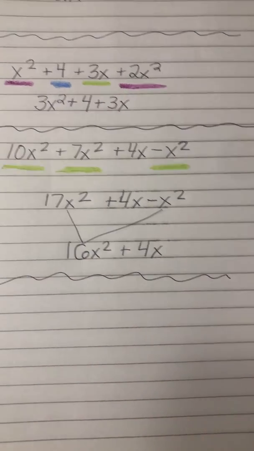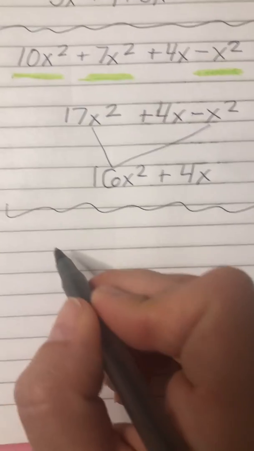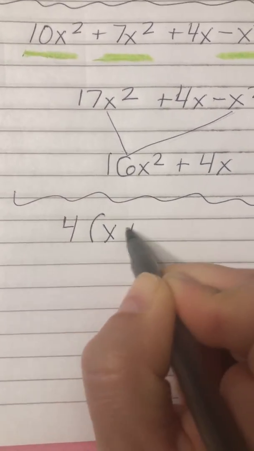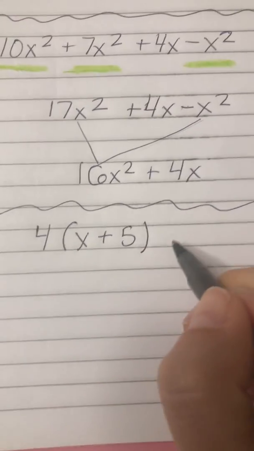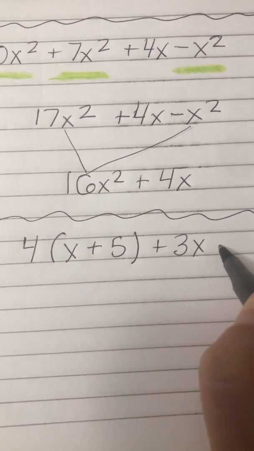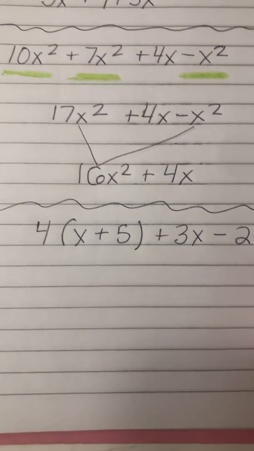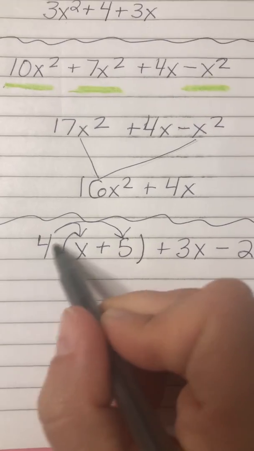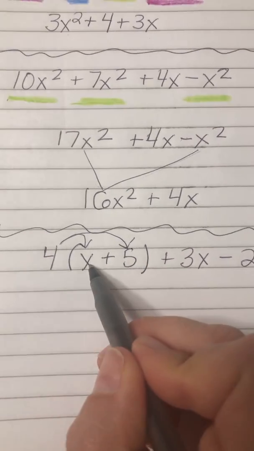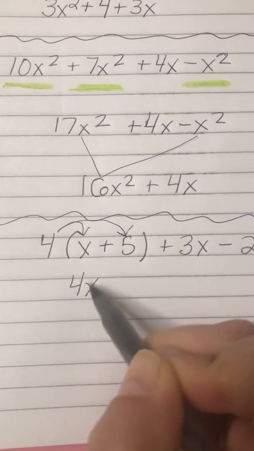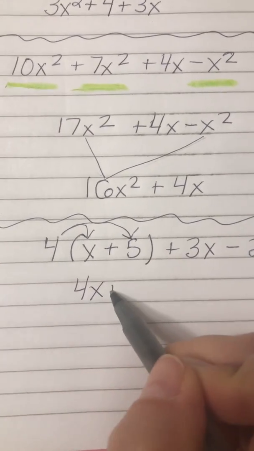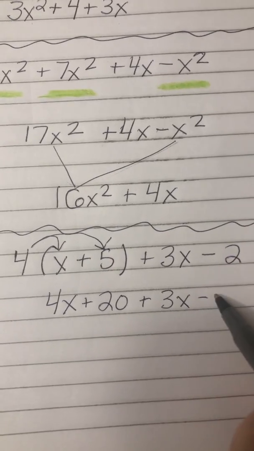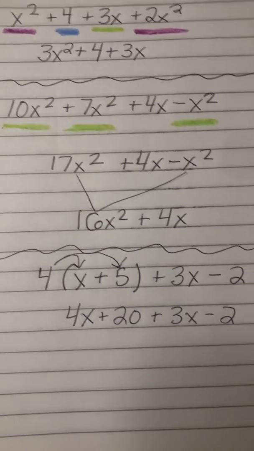Let's try this again. Let's try it with the distributive property. So if we had 4 parentheses x plus 5, plus 3x subtract 2. First, we want to follow PEMDAS and the distributive property by distributing the 4. So 4 times x is 4x, and 4 times 5 would be 20. And then I would bring down the rest of the expression. You can use colors if you'd like, or underline.